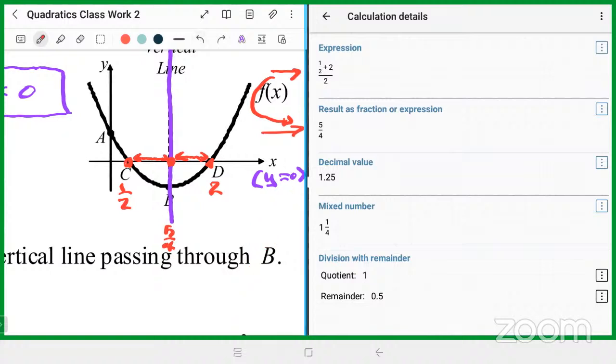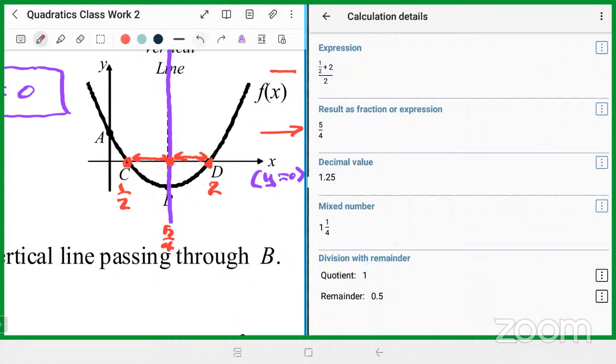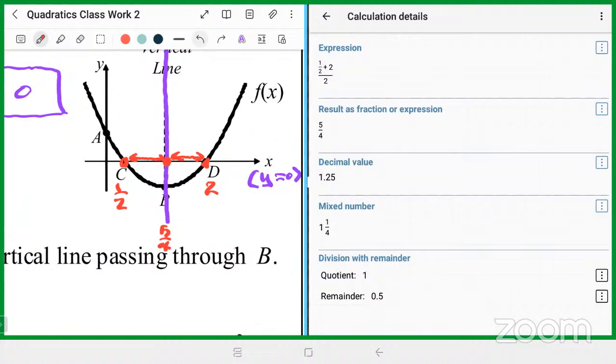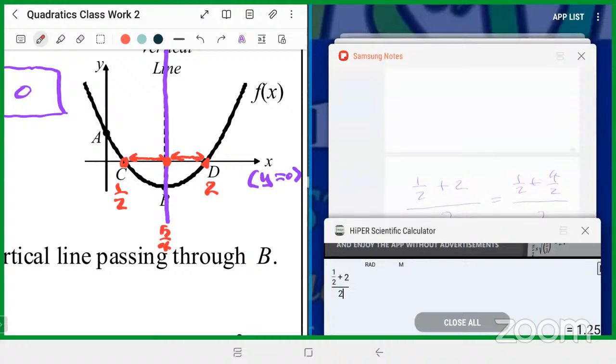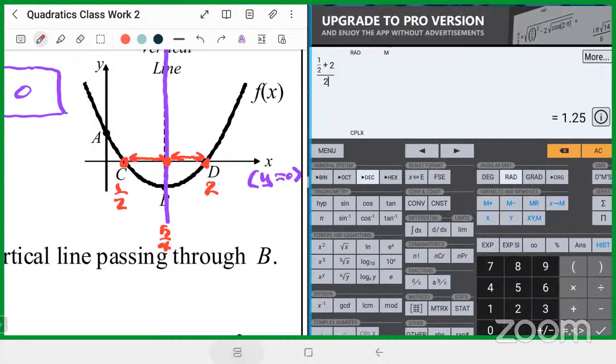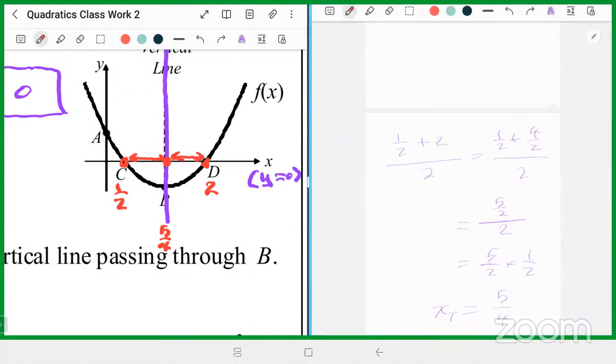All right, so I just wanted you to know that if you average two roots, you're also going to get the x value at the turning point. That's just something I'm introducing now, the new thing. All right? Okay?